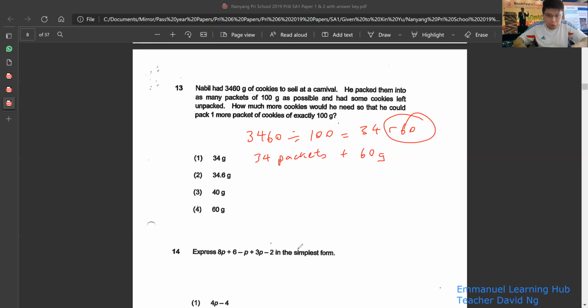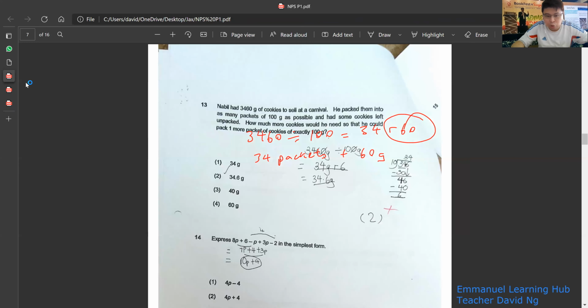Number 3, right? Yes. You understand why, right? Yes. The 100 gram minus 60. How much more cookies he need? So which answer do you choose? You choose number 2. Why do you choose number 2? You go and directly divide by 100.